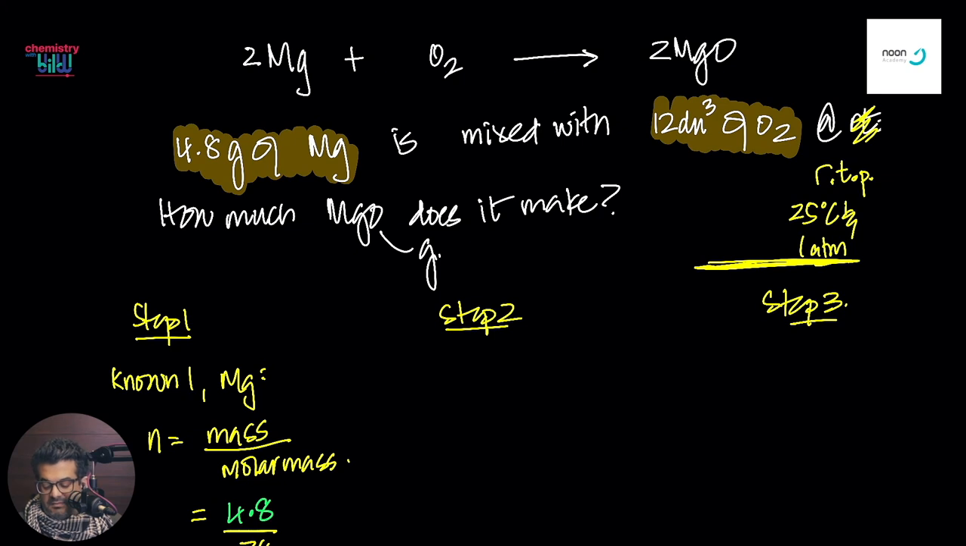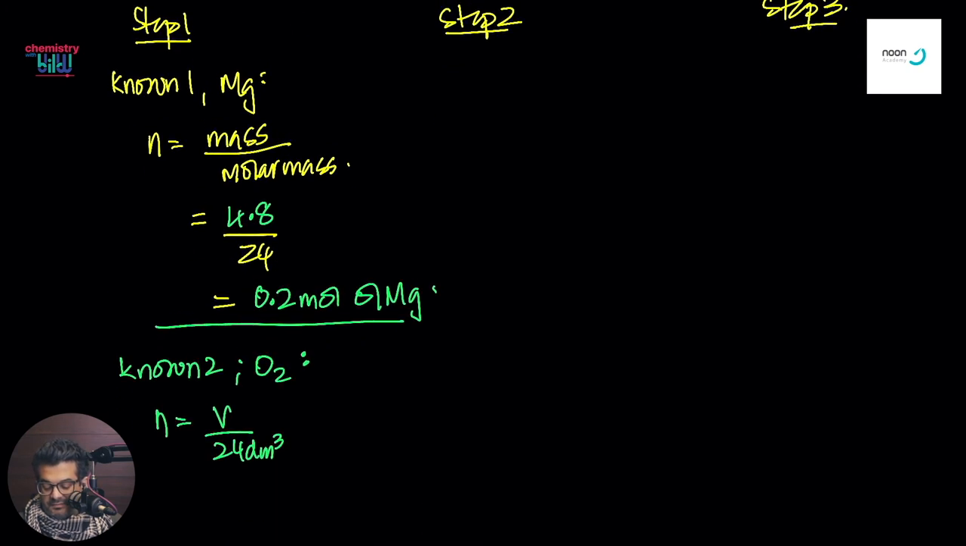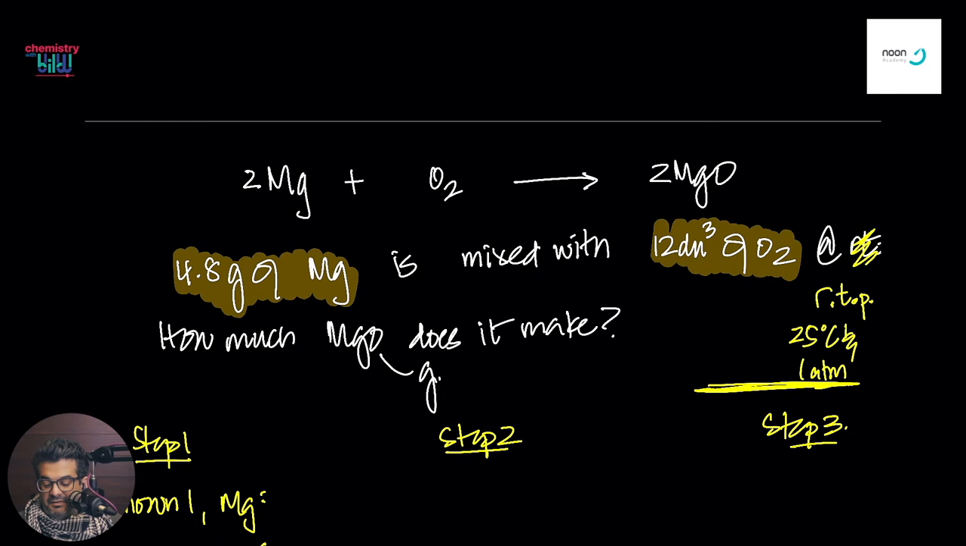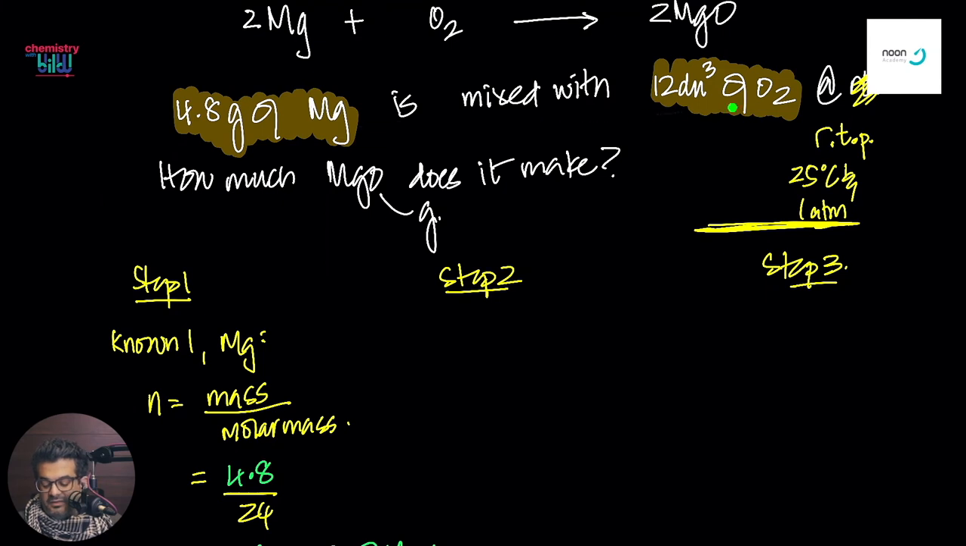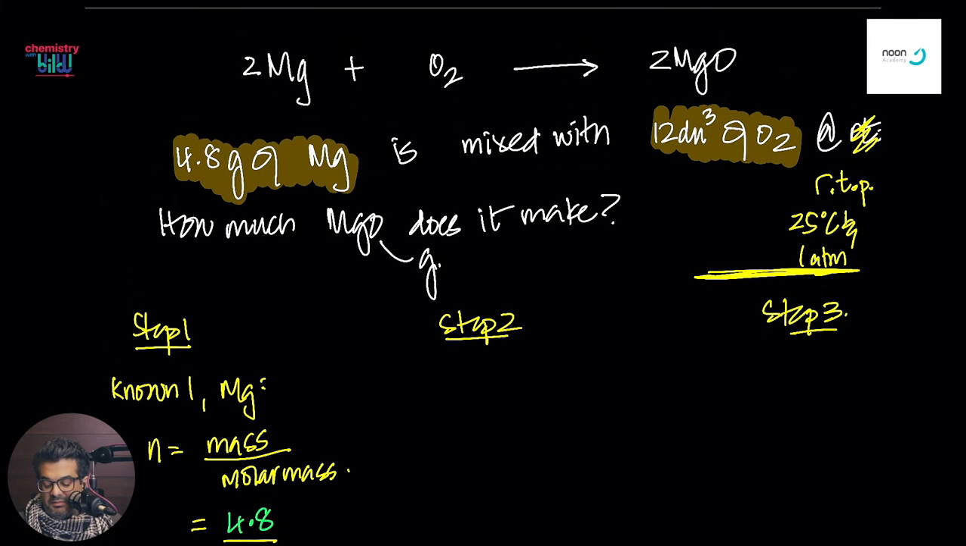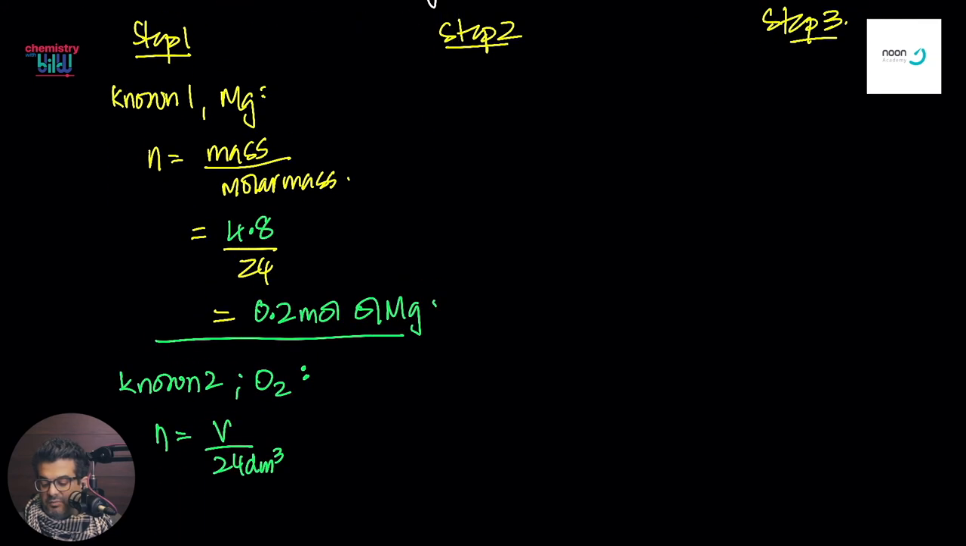Well, okay, maybe something wrong with your calculation. First of all, the answer will have to be more than 4.8. You'd have to realize that, because you started off with 4.8. Actually, it doesn't have to be more than 4.8. But yeah, let's find out. It's not 0.5 though. Okay, so then for oxygen, it's volume over 24 dm cube. So you have 12 over 24, which is 0.5 moles of oxygen.